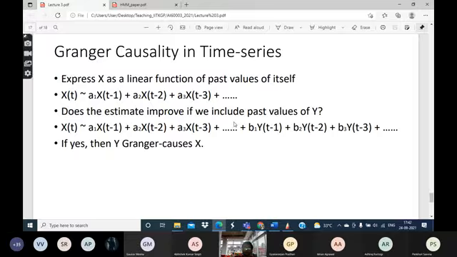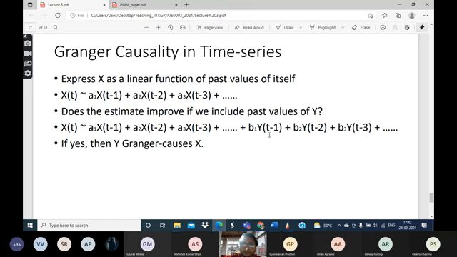Now, because both x and y are happening at the same time, we cannot say whether x is causing y or y is causing x, right? But if we are considering only the past values of y, then we can be sure that it cannot happen that xt is the cause of yt minus 1. Why? Because the cause can happen before the effect, but the effect cannot happen before the cause. That is where the time series nature of this data becomes important.